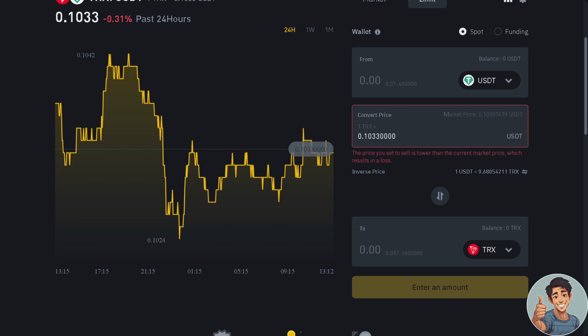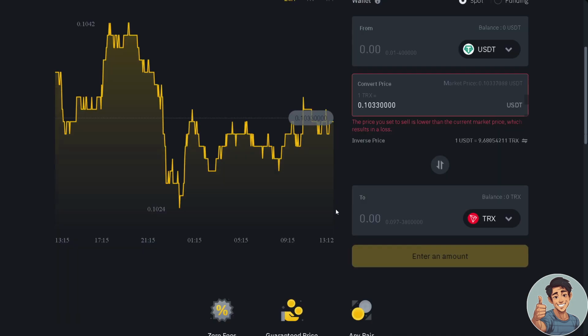After the trade is executed successfully, check your TRX wallet on Binance to ensure that the TRX has been deposited. Additionally, be mindful of trading fees and the current market conditions before executing any trades.